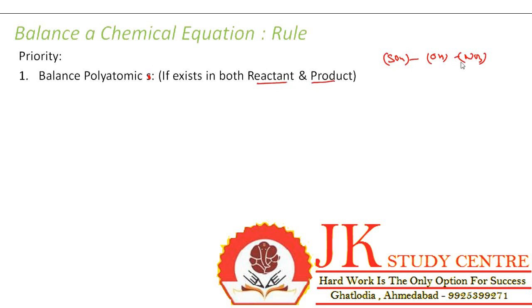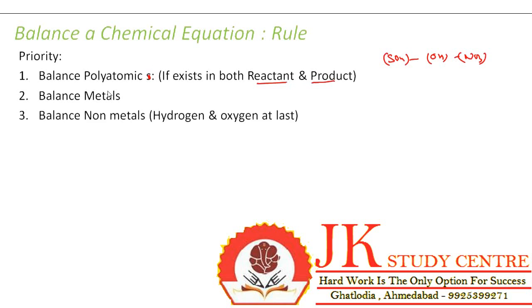So if such kind of thing exists in both reactant and product, first balance that, then balance metals, then non-metals, and in that also hydrogen and oxygen are supposed to be balanced last. Why? Because there are plenty of hydrogen and oxygen around, right? So we generally balance it last.